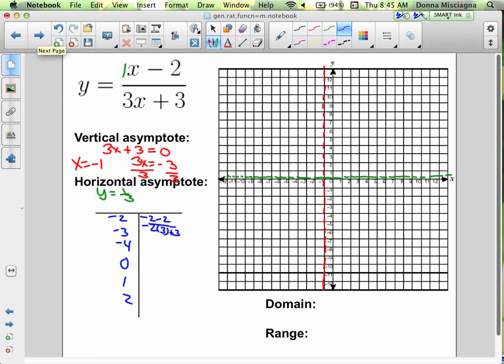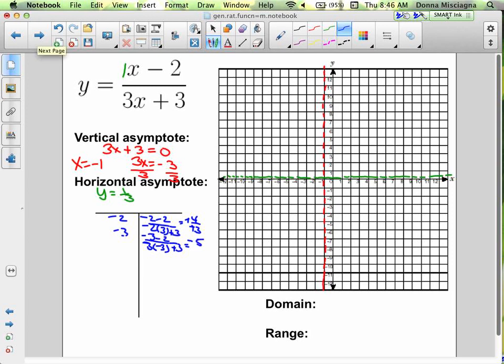All right, so that's going to give us -4 in the numerator, and in the denominator, -3. So 4/3. Well, that's not too bad. Then we have -3: -3 minus 2 over 3 times -3 plus 3. I'm going to have to make these a little farther apart. I can already see I'm running out of space. That's going to be -5 in the numerator.